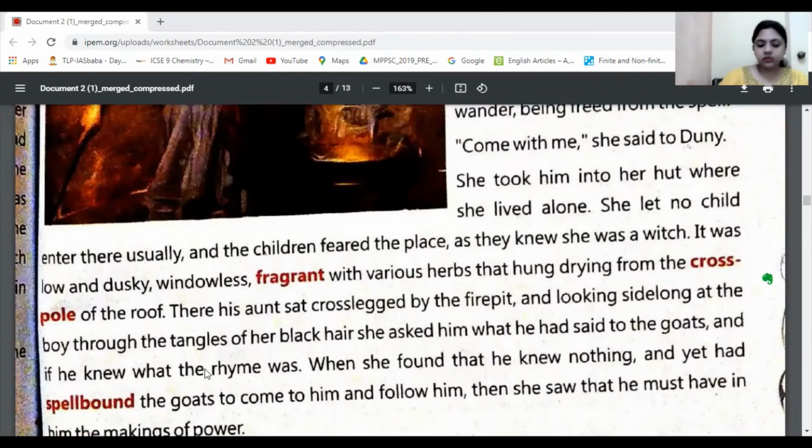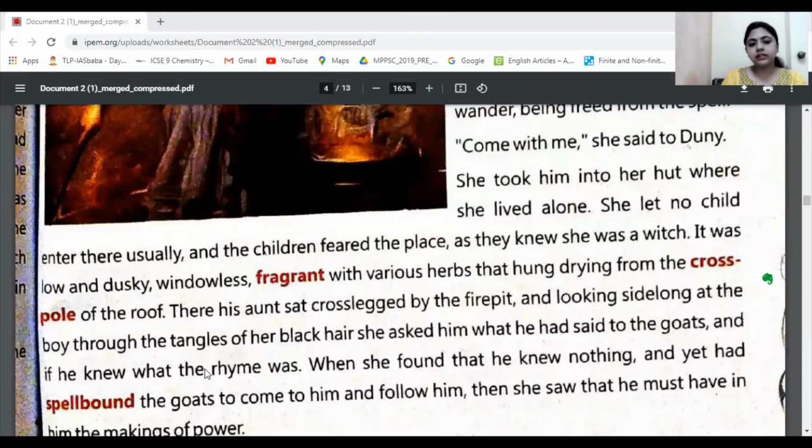So what happens is that she takes her nephew inside the hut, and the description of the hut has been given over here. It was low and dusky and windowless. It was a dark place, and there were different herbs which were hung from the cross pole of the roof. Cross pole means the heavy logs that were used to support the roof. In kacha houses, the logs are used. They are tied in a crossed manner, like an X, and they are used to support the roof. From there, she hung many kinds of herbs to let them dry. So Duni could smell the different fragrances of the different herbs.